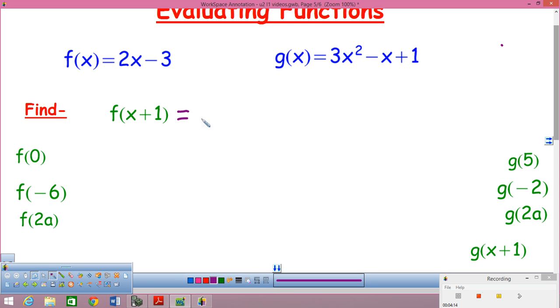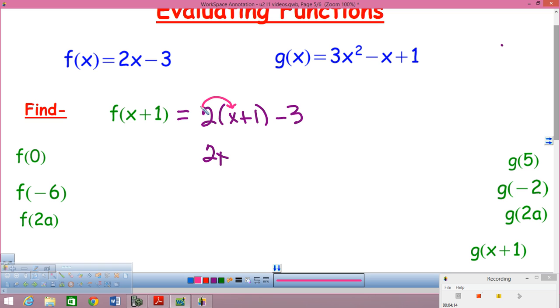So, same process every time. There's my 2 from the function. This x is going to come out, and it is going to be replaced with x plus 1. And there's the minus 3. 2 times x is 2x. Doing a little distributive property here. Remember, we have to take 2 times x, and we also have to take 2 times that plus 1. Okay, so 2 times x is 2x, plus 2 times 1 is 2, minus 3.